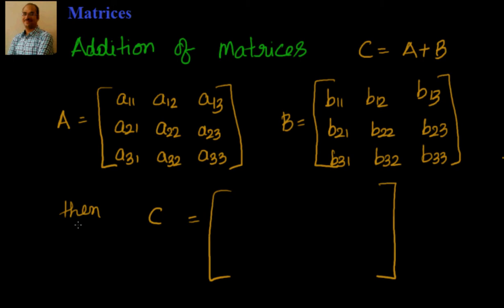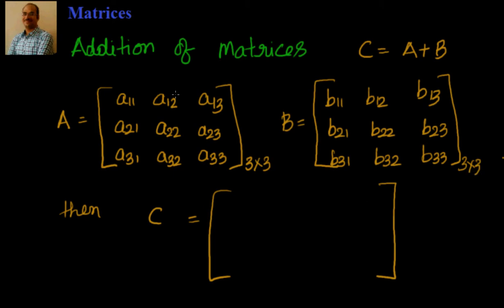Hi, welcome. In this session, we'll go through addition of matrices. If we have two matrices A and B with i rows and j columns, here we have taken the number of rows as 3 and the number of columns as 3. So we have two 3 by 3 order matrices.